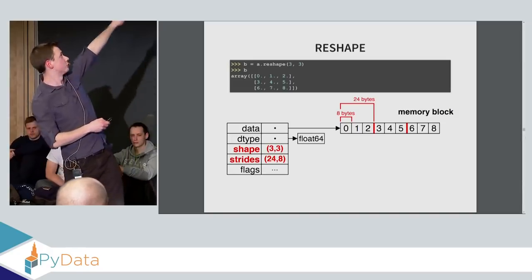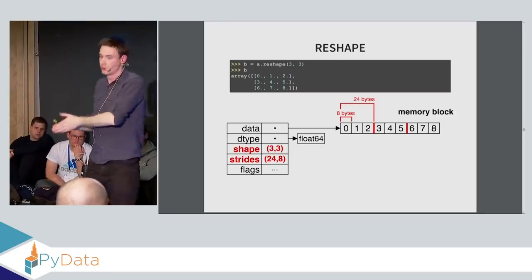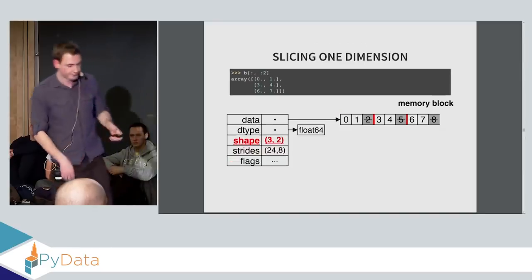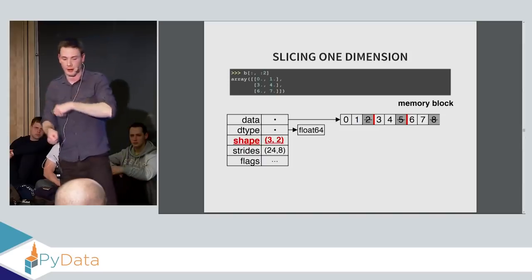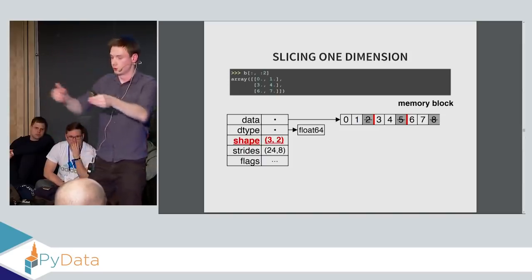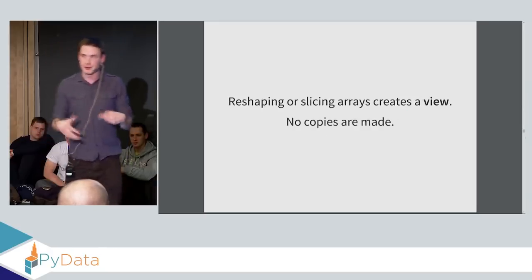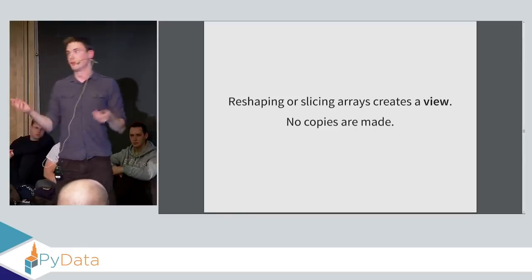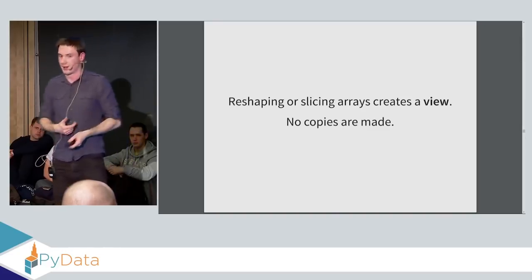What's happening is it just changes shape to (3, 3) and strides to (24, 8), to say move to the next row by moving 24 bytes in this flat memory buffer, and then move 8 bytes to get to the next column in that particular row. So you can do loads of things. You can slice out particular dimensions. You can iterate every 2 rows or whatever. And the key thing here is that these reshaping and slicing operations create a view. They don't actually copy the data, which in this example doesn't matter. But if you've got an array of 9 billion floating point numbers, all this starts to add up.